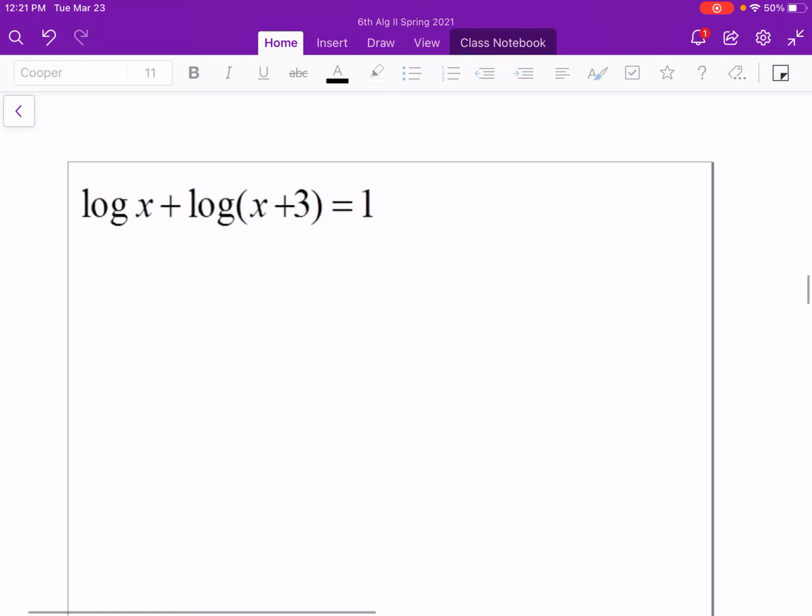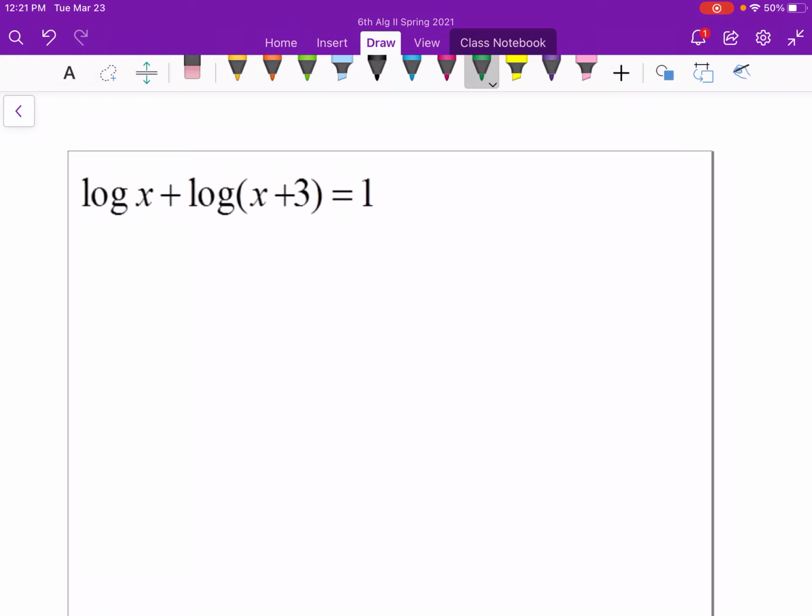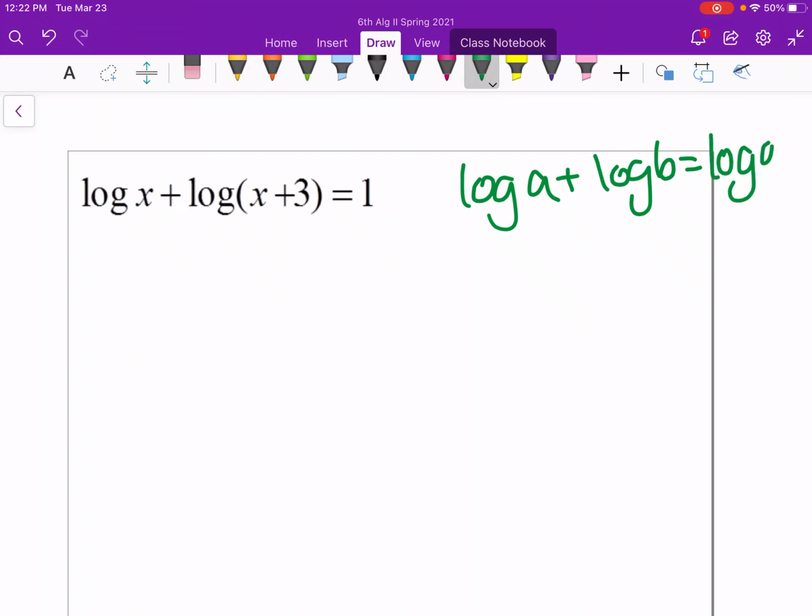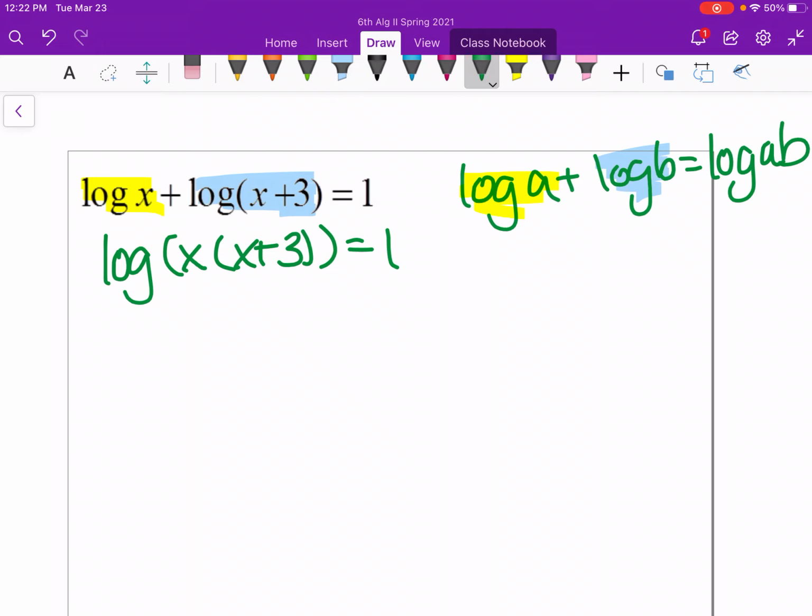All right, this one's a little bit different. So let's use our logarithm properties, right? The log of A plus the log of B is equal to the log of AB. And I'm going to use that here, where the log of A is the log of x, and then the log of B is the log of x plus 3. And I can write this as a single logarithm now. So I've got log of x times x plus 3 equals 1. That's an isolated logarithm, so I'm just going to rewrite this as an exponential now.